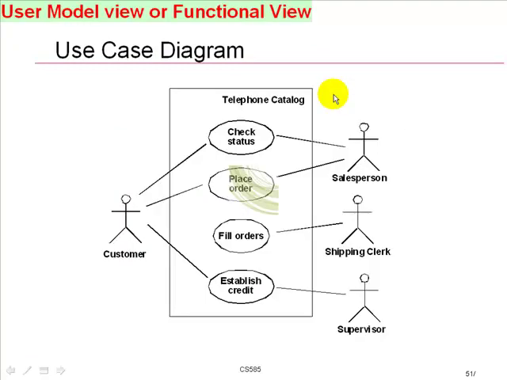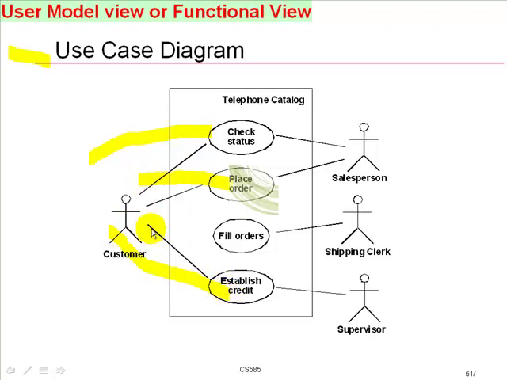Okay, so here's an example of a use case diagram. It's a telephone catalog, meaning you can call in and make an order. So the system has 4 use cases: check status, place order, fill orders, establish credit. And the system has 4 different types of users outside that interact with the system. There's a customer user, a salesperson, a shipping clerk, and a supervisor. And the customer user can check status, can place orders, and can establish credit.